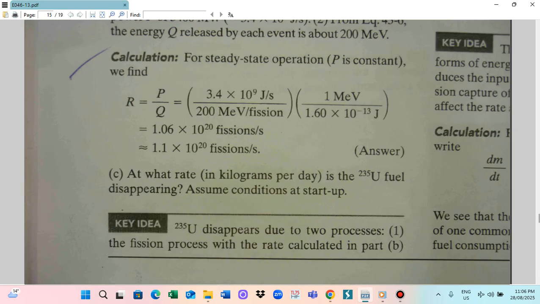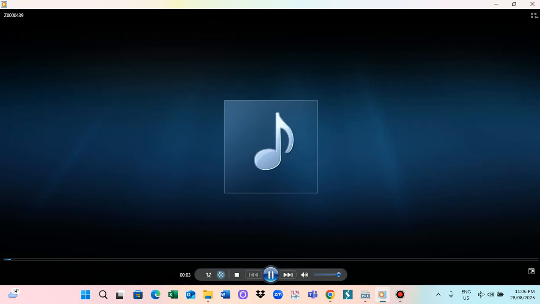This is the last lesson, nuclear spin and magnetism.